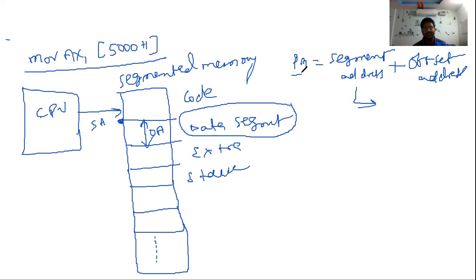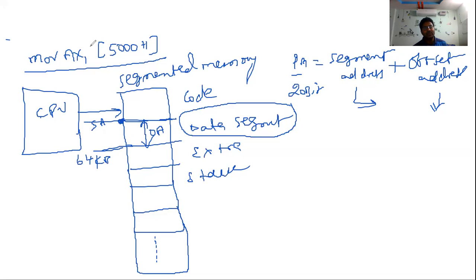So the 20-bit physical address is the segment address plus the offset address. The offset address is the address location within that segment. The segment address identifies the starting address of the segment. This is the starting address of the data segment, and the microprocessor goes up to the 64 KB memory locations. Up to those memory locations, the microprocessor understands that it is the data segment.